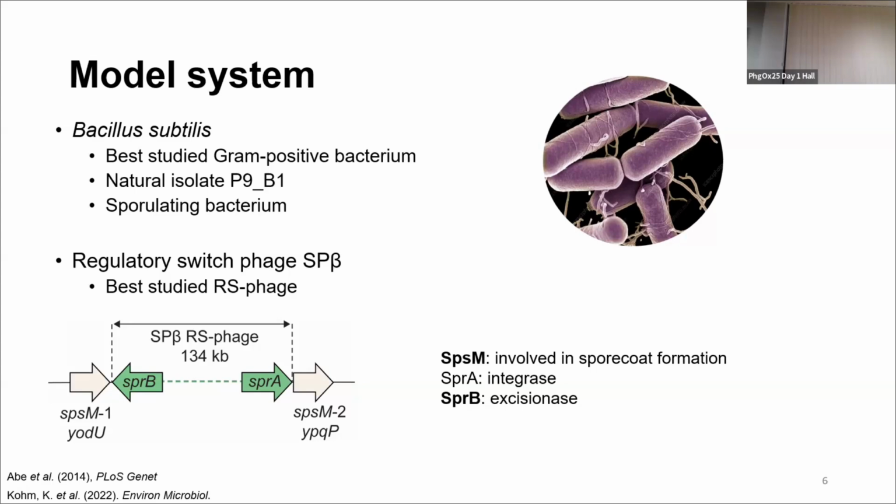And then two other genes are of importance today because I will mention them again. sprA is the integrase, so it helps to integrate into the gene. And sprB is the excisionase, involved in the excision of the phage.